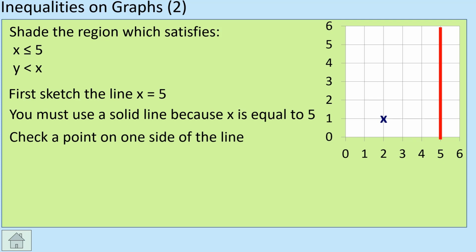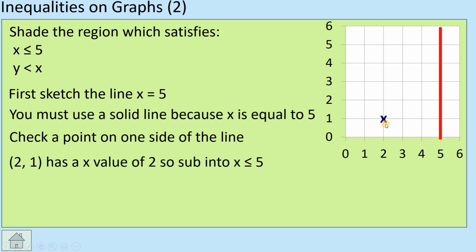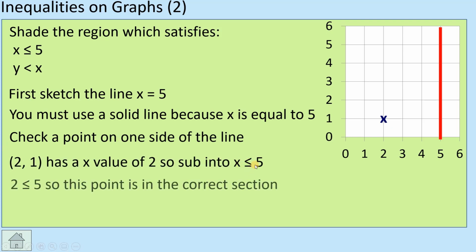We're going to see which side of it is right, so we can eliminate the bit that's not. So I would do it at the end, but this is absolutely fine. We can do it here. So let's look at this coordinate. You've got 2 and 1. So substitute the value of x into here. Is 2 less than or equal to 5? Yes, it is. So we can eliminate this bit on the right-hand side. Okay, so we eliminate that.